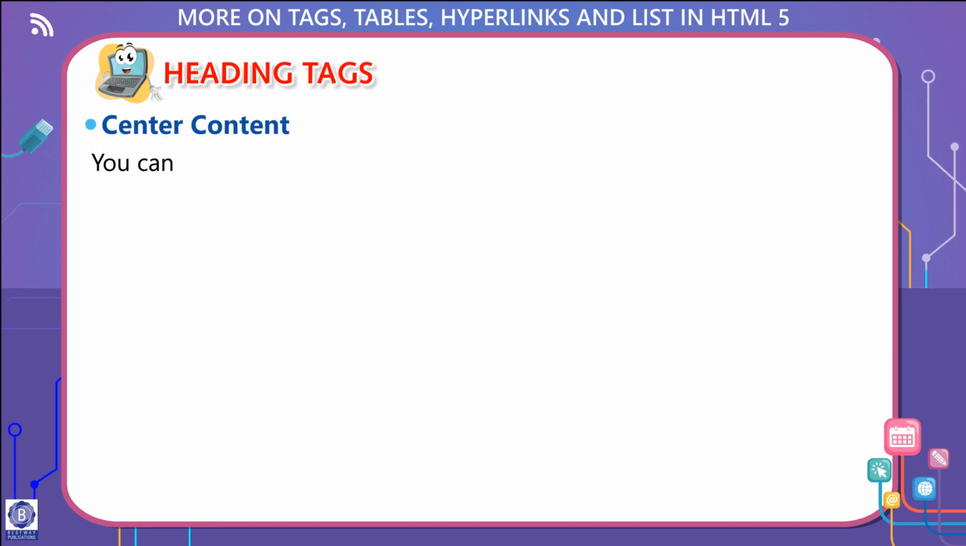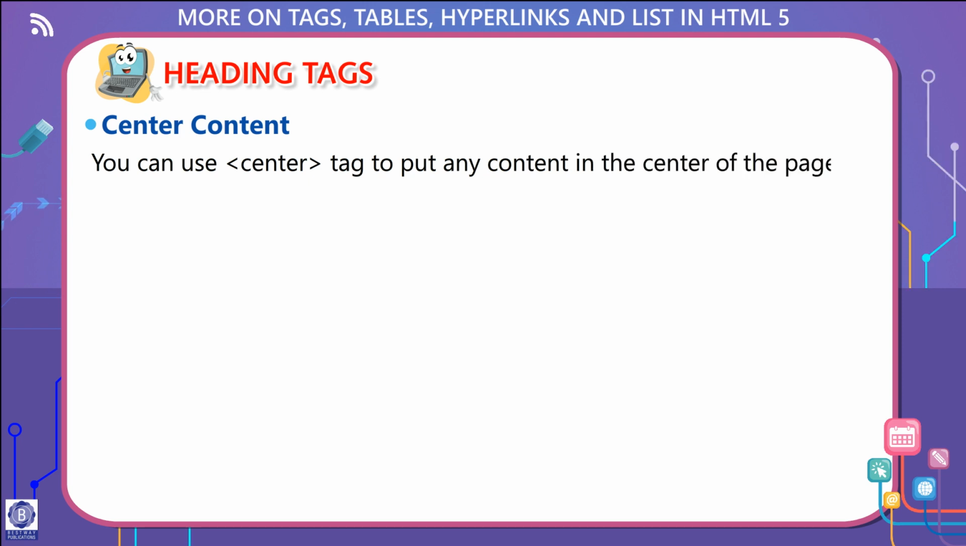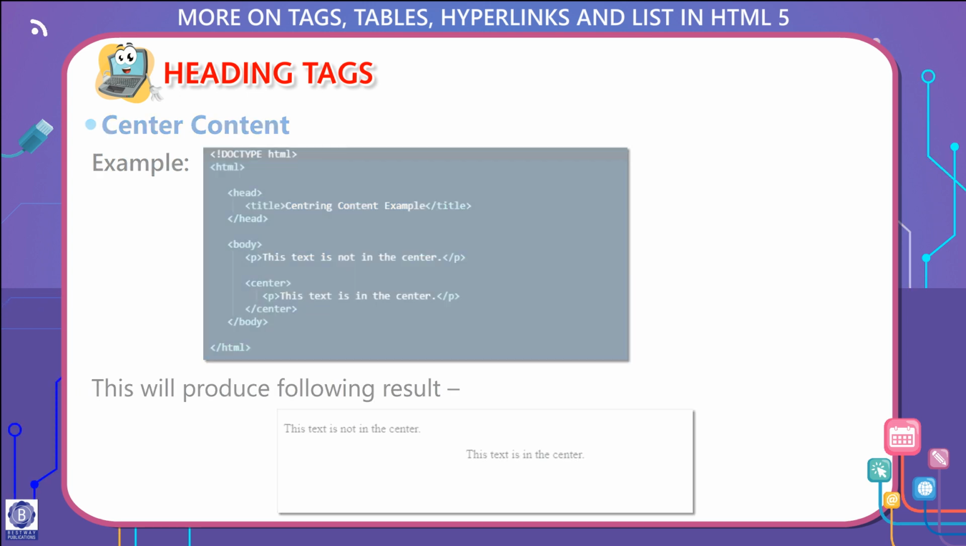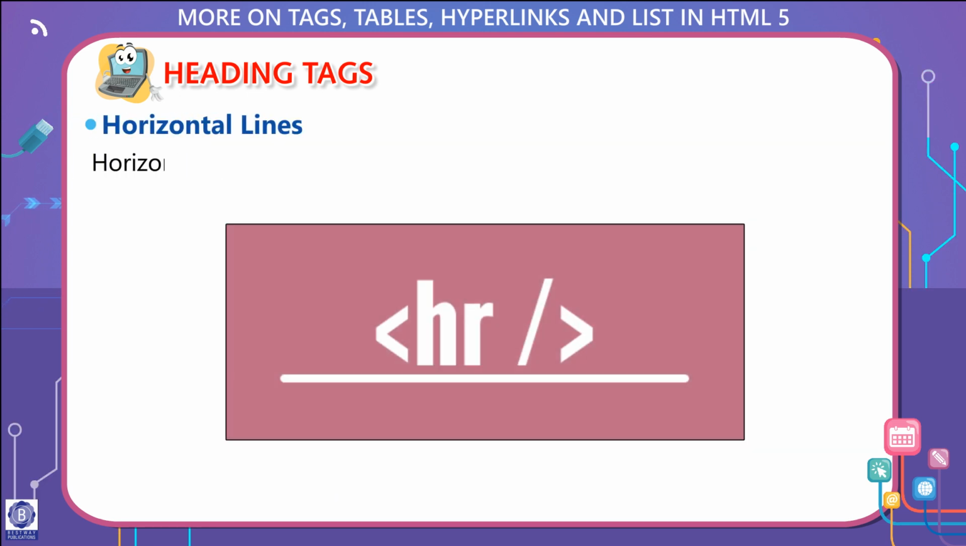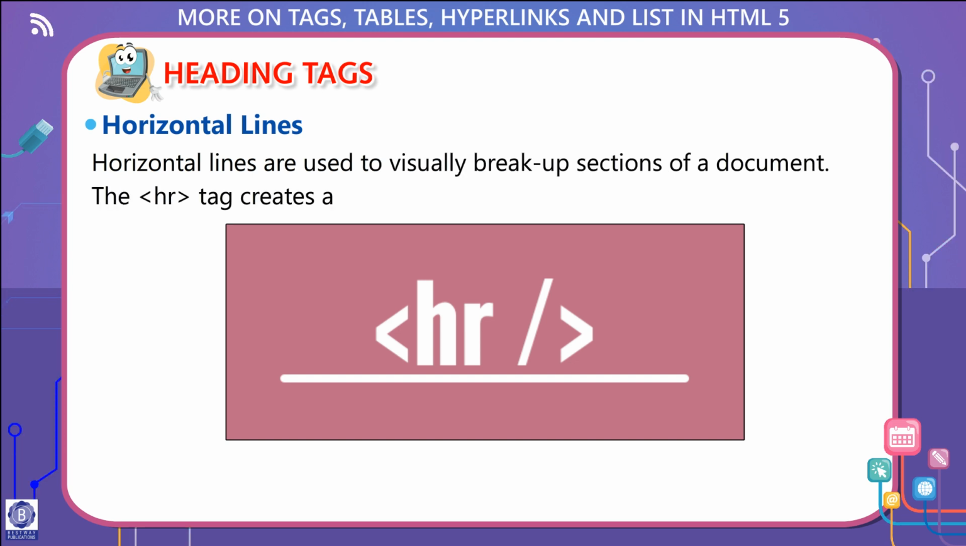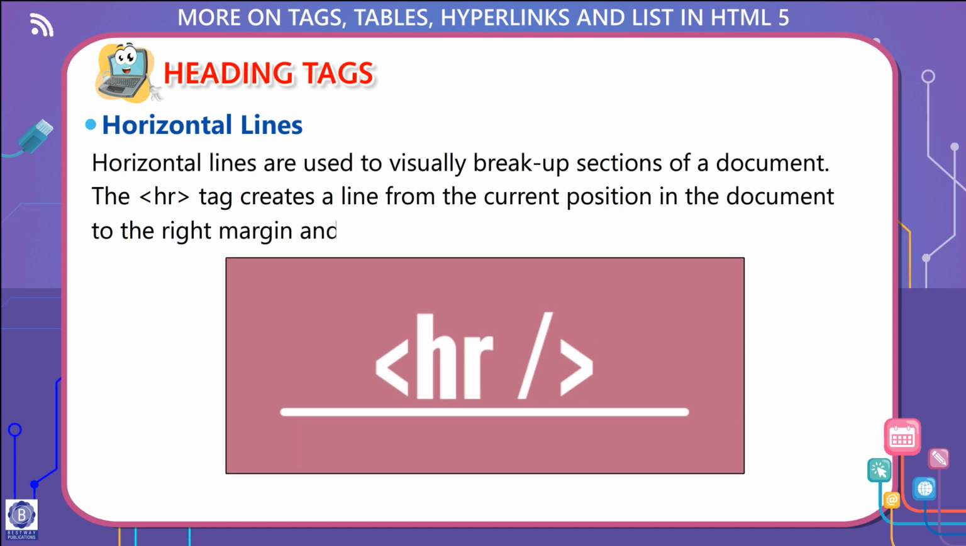Center content. You can use the center tag to put any content in the center of the page or any table cell. Example: this will produce the following result. Horizontal lines. Horizontal lines are used to visually break up sections of a document. The HR tag creates a line from the current position in the document to the right margin and breaks the line accordingly.